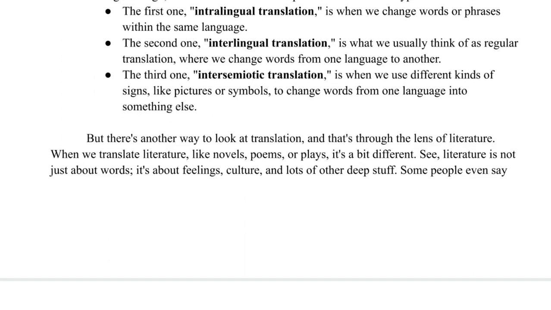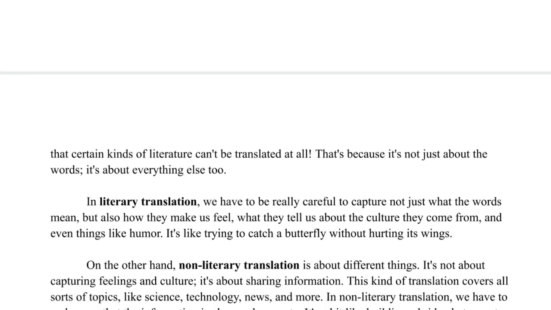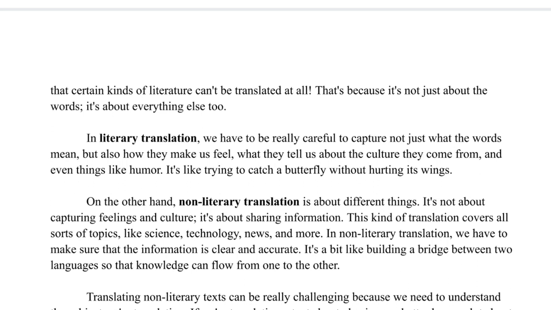But there is another way to look at translation, and that's through the lens of literature. When we translate literature, like novels, poems, or plays, it is a bit different. See, literature is not just about words. It's about feelings, cultures, and a lot of other deep stuff. Some people even say that certain kinds of literature can't be translated at all. That is because it's not just about words, it's about everything else too.